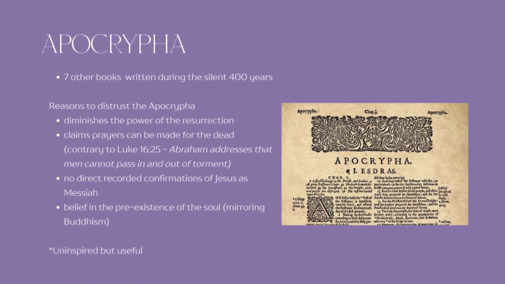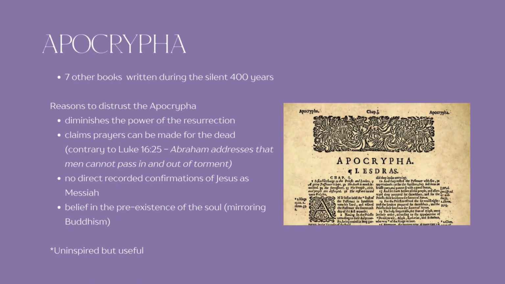Next, we have the Apocrypha, which are 7 other books written during the silent 400 years, which are the years between the Old Testament and the writing of the New Testament. Reasons to distrust the Apocrypha is that it diminishes the power of the resurrection. It claims that prayers can be made for the dead, which we know is not true because of Luke 16:25, where Abraham addresses that men cannot pass in and out of torment. Despite it being uninspired, it is still a useful text that we can use as a historical book, and something that we can use to confirm the things that are inspired.